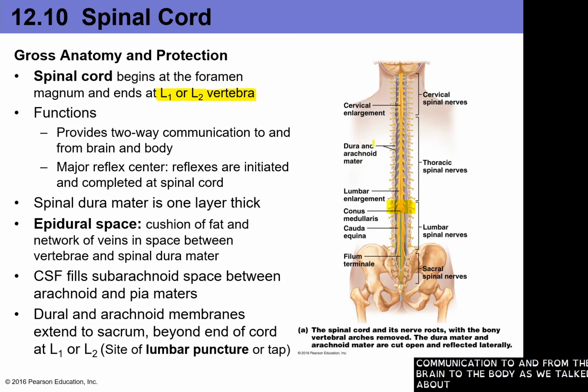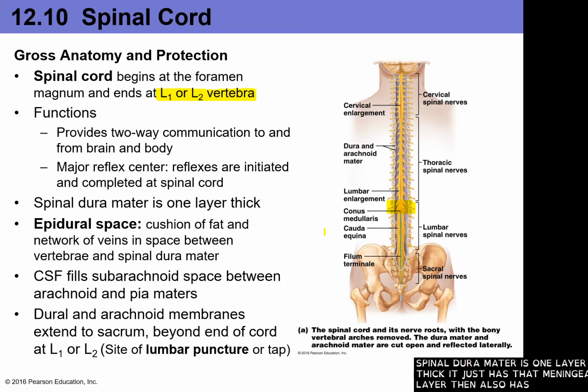As we talk about the spinal cord, peripheral nervous system, autonomic nervous system through the next couple chapters, we're going to be talking about the spinal cord and how things move through it quite a lot. Also, it's a major reflex arc center. We're going to talk about reflexes coming up later as well. So the spinal dura mater is one layer thick. It just has that meningeal layer.